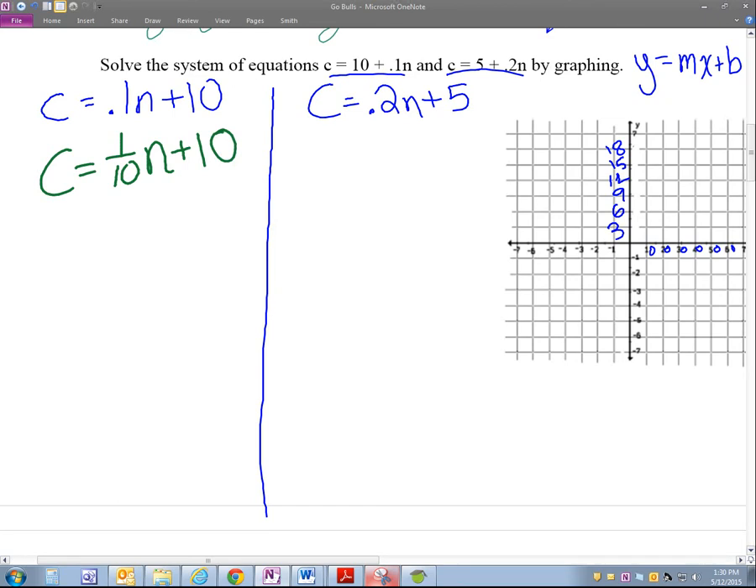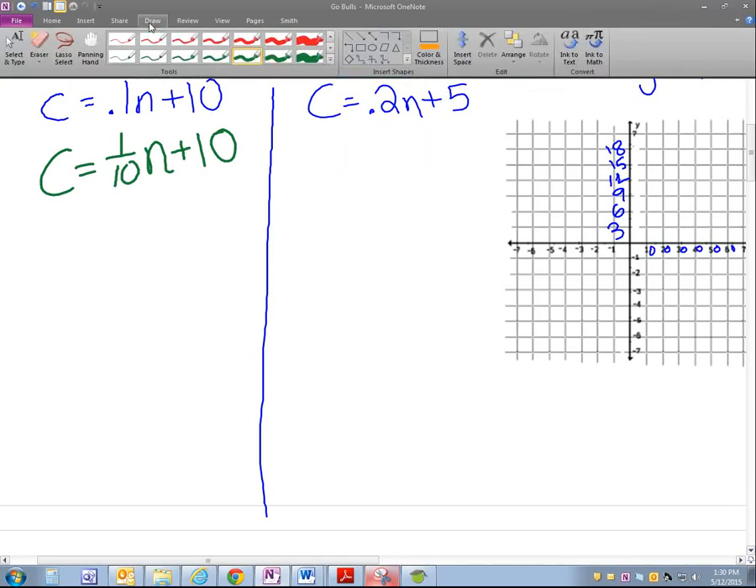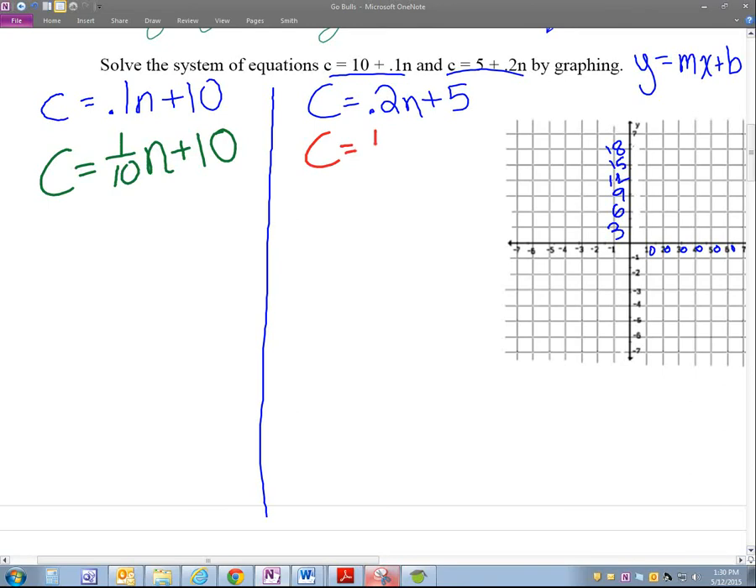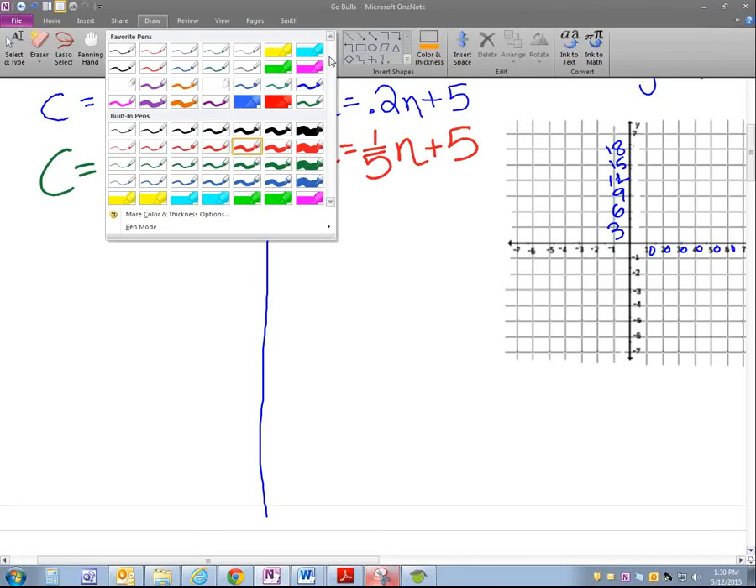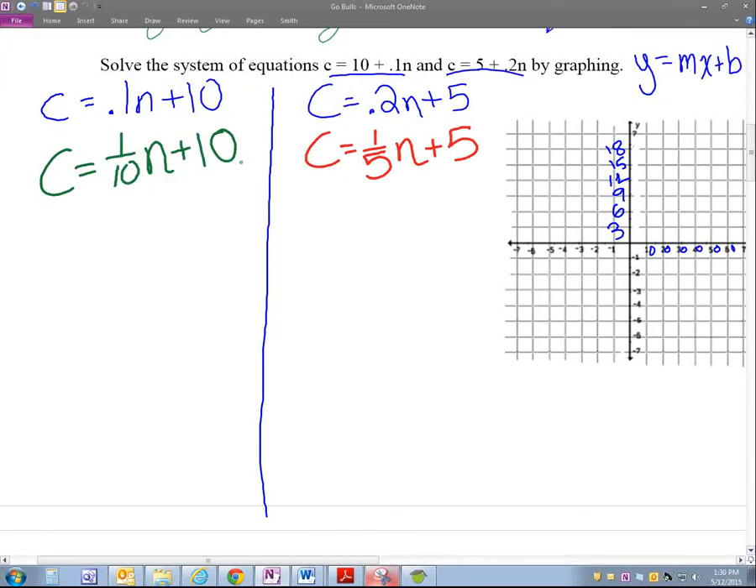Do you agree that 1/10 in decimal form is the same as 1/10 in fraction form? Yeah. And I'm just going to rewrite this one while we're at it. That would be a different color. So now I'm going to identify what my slope is for that one.